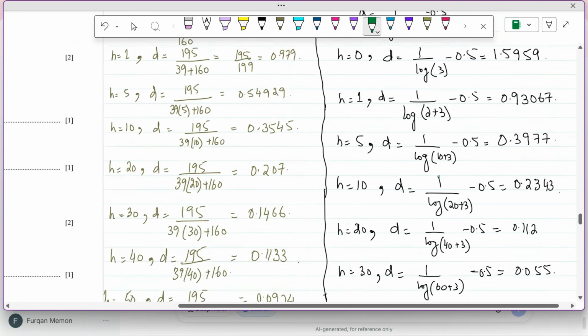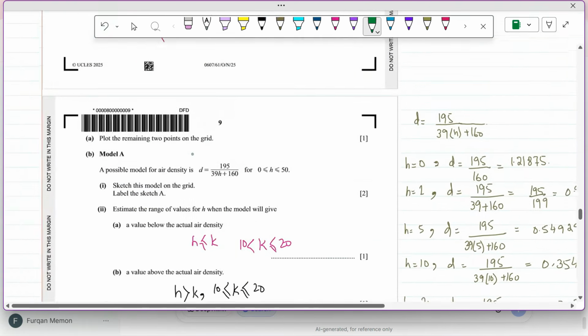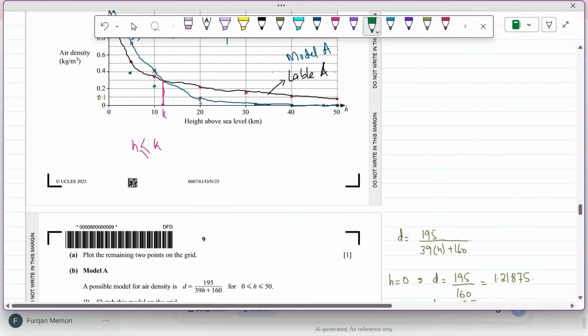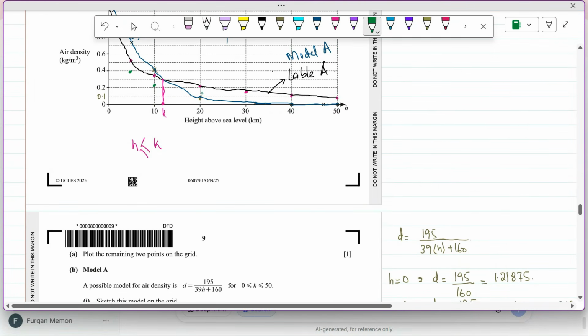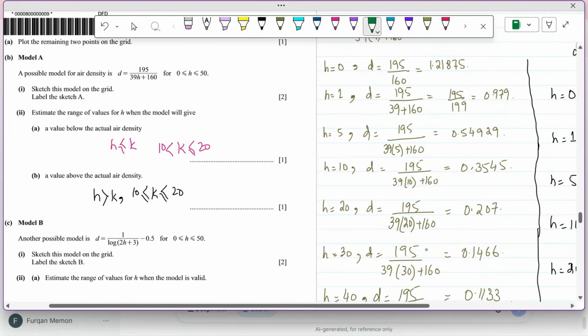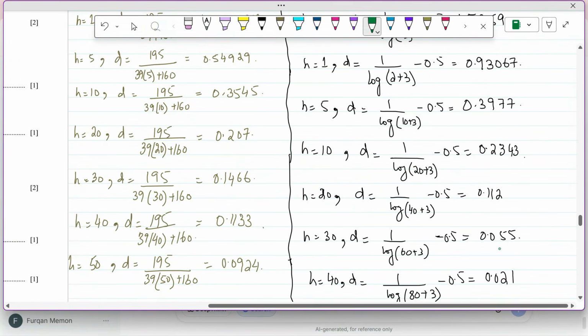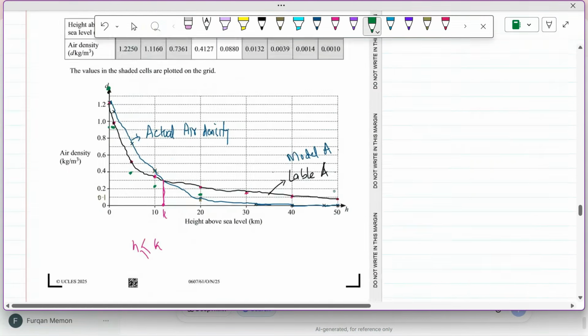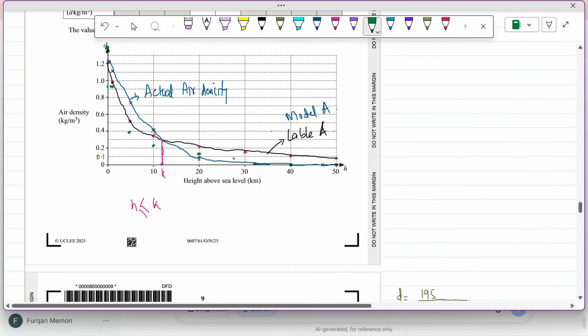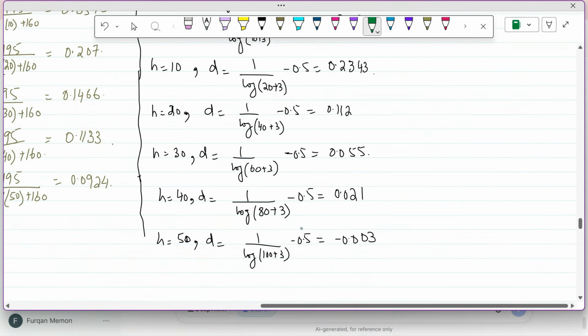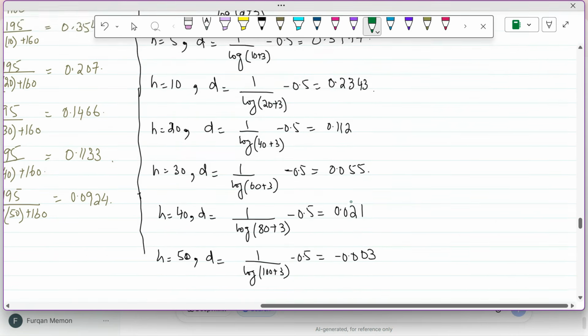Similarly, when height is 20, the density is 0.11, here. When height is 30, we have the value of density, which is 0.055, so almost here. When height is 40, we have the value of 0.021.